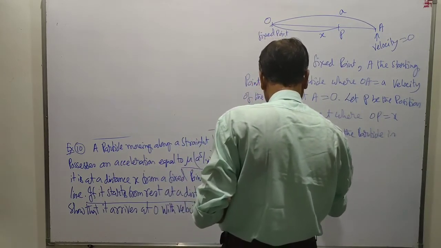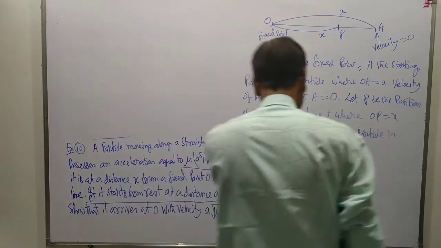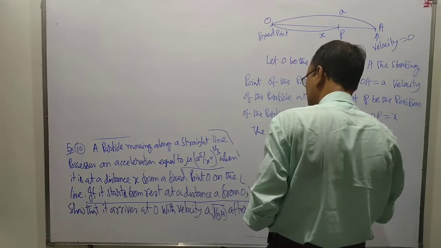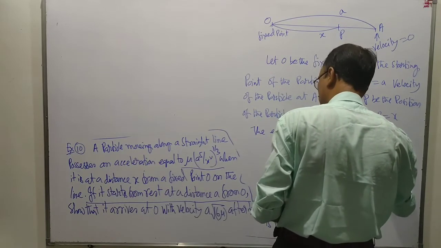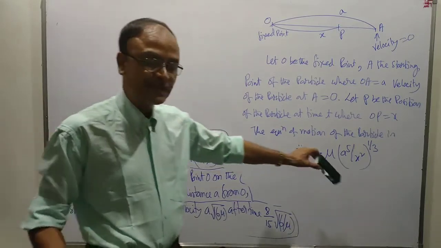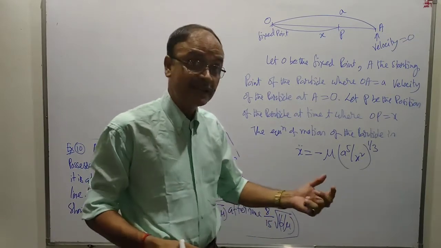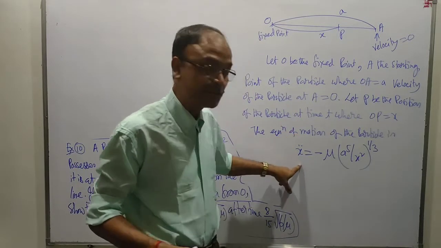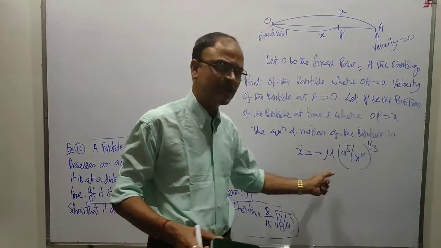acceleration x double dot equals minus mu a to the power 5 divided by x square, whole to the power 1 by 3. The negative sign has been taken because the particle is moving in the direction of x decreasing, but x double dot is the mathematical expression for acceleration in the direction of x increasing. Therefore, the negative sign has been taken.